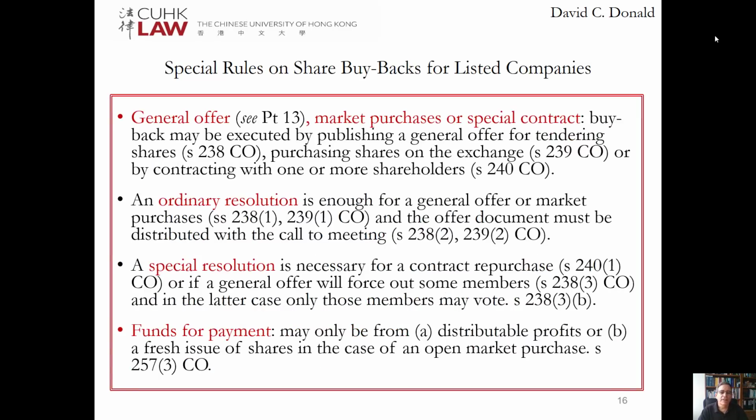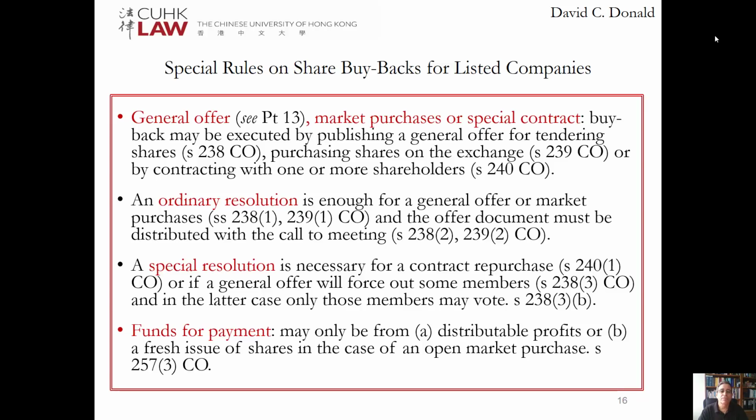These rules will be less relevant for us because we're not looking at listed companies in this course. But just understand that for an unlisted and a listed company, we have different methods of repurchasing shares, as I discussed, and then we'll have particular rules that apply to the listed company, and these rules are found in the company's ordinance and not in the listing rules.